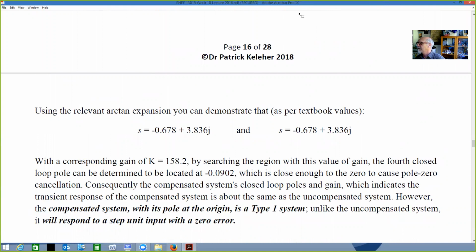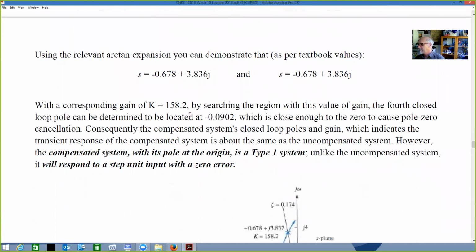Now I'm going to use the textbook values, but when we do that, it gives a corresponding value of K equal to 158.2. And again, we search the region with this value of gain. The fourth closed loop pole can be determined to be located at about negative 0.0902, which is close enough to the zero to cause pole-zero cancellation. So consequently, the compensated system's closed loop poles and gain, which indicate the transient response of the compensated system, are about the same as the uncompensated system.